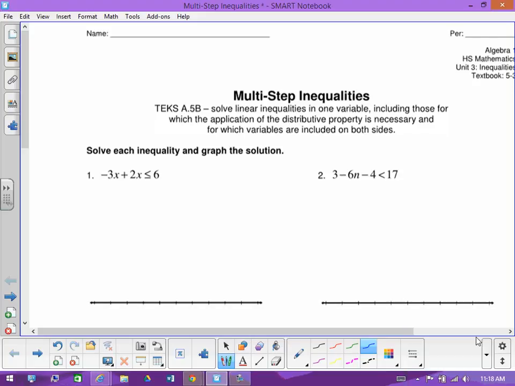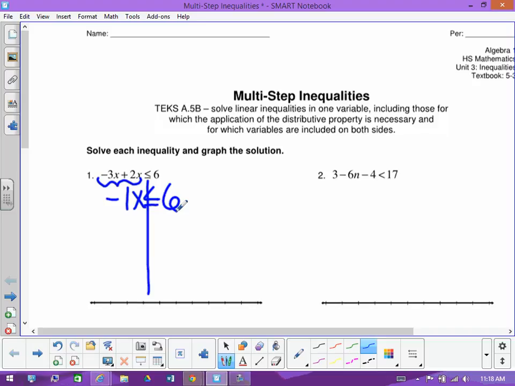So if we're going to solve each inequality and graph, we're going to start just the way we've done before. We have the inequality. It has an inequality, so it's not an expression. Okay, it's an inequality. It has a left side and a right side. Combine those together. What's negative 3x plus 2x? Negative 1x. We do not have any opposite operations. We're not going from one side to the other. It's on the same side.